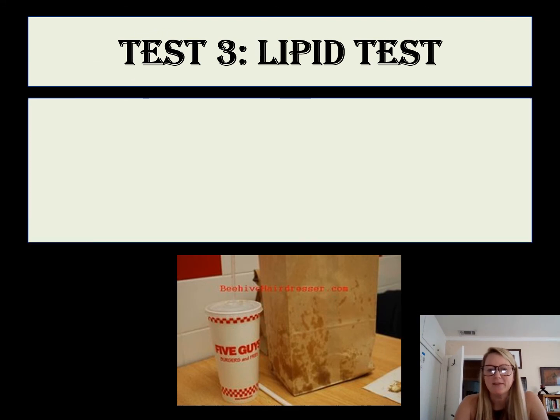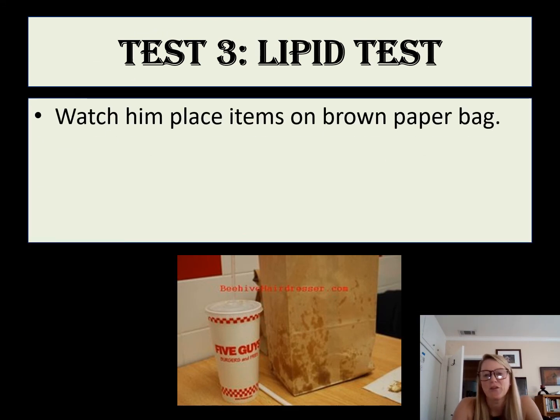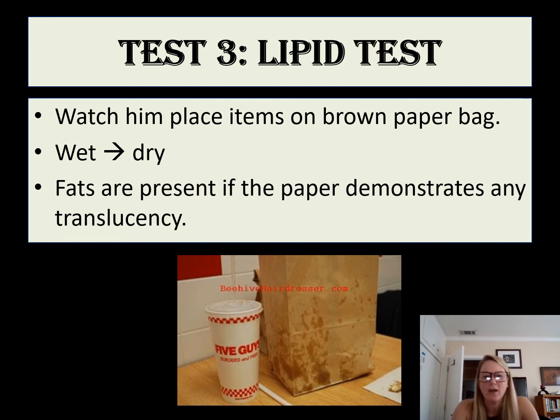And the last test is probably the easiest. It's the lipid test. And so for the lipid test, he takes those food items and he places them on a brown paper bag. Now, when you do that, of course, at first those liquids are going to be wet, and then he waits until they're dry. And if there are lipids present, what will happen on that brown paper bag is that it will turn into this kind of greasy, translucent mess there. You've probably already seen this when you've gone to fast food restaurants and you leave the fries in the bottom of the bag and then you lift them out and you notice the bag kind of looks like this, what you see here in the picture. So if you see that on the paper bag, that means that item had lipids.